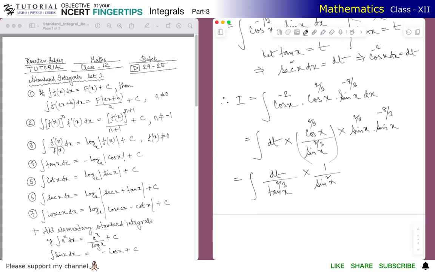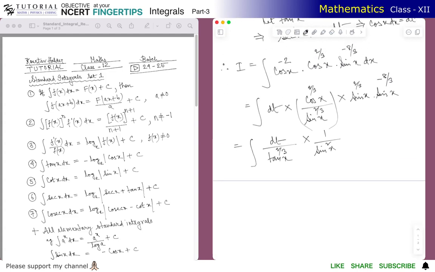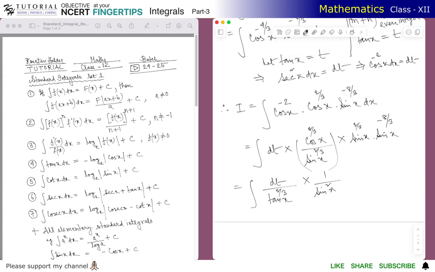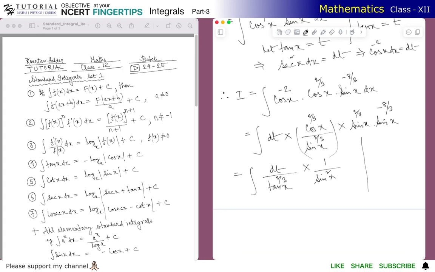So now I have this thing. Now I have to get sin square x in terms of t, and I know that tan x equals t. So I substituted tan x equals t. This implies sin x by cos x equals t. This implies sin square x plus cos square x divided by cos square x equals 1 plus t square.